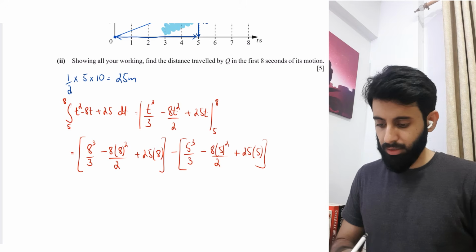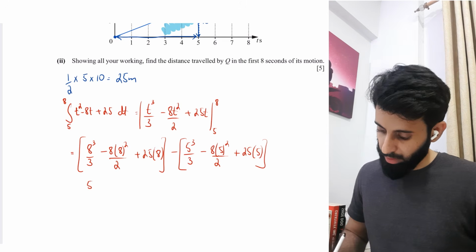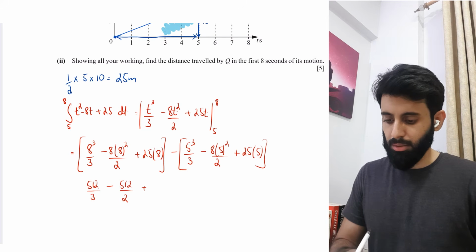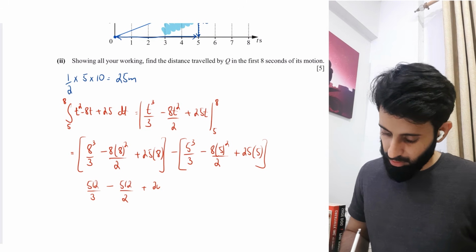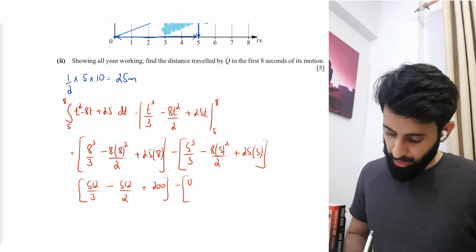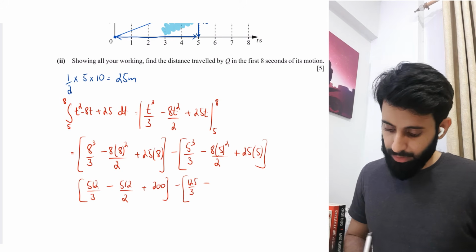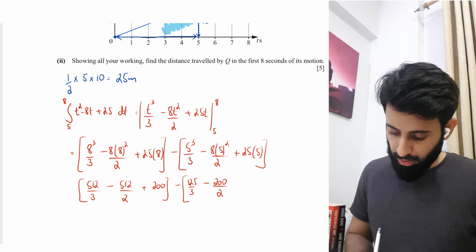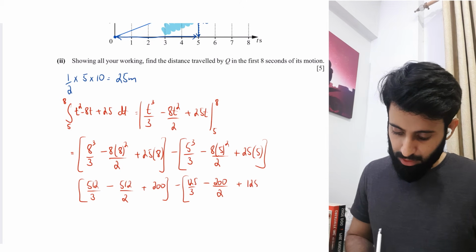So the cube of 8 is 512. So we're looking at 512 upon 3 minus again 512 upon 2 plus 25 times 8, which is 200. Yep, it's 200. Okay, we'll work this out in the next step. Minus 125 upon 3. 5 squared is 25. 25 times 8 is 200. We just worked it out. 200 upon 2 plus 25 times 5, which is 125.